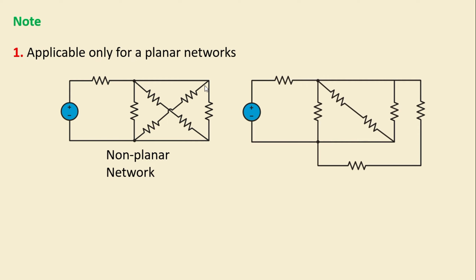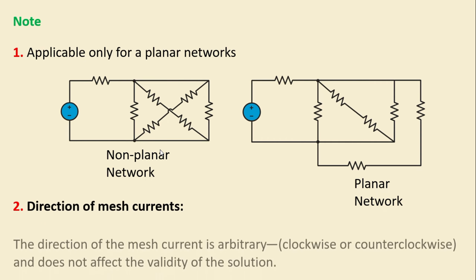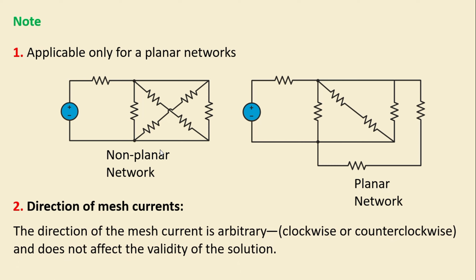This, for example, is a planar network of the first network. We can see here there is no branch cutting the other branch, and the whole network is in one plane. We go now to note 2, the direction of mesh currents. The direction of the mesh currents is arbitrary, clockwise or counterclockwise, and does not affect the validity of the solution.